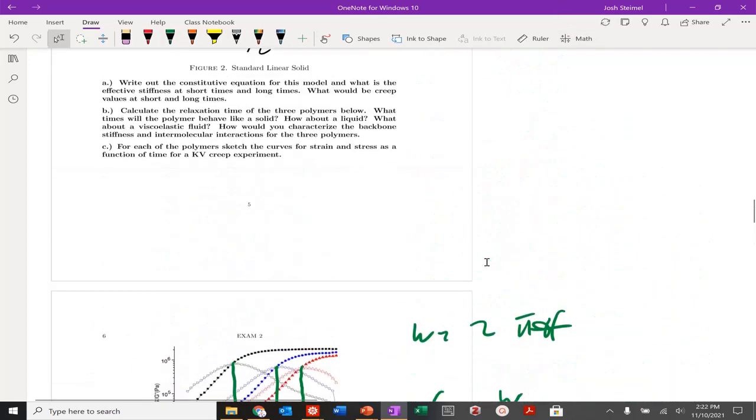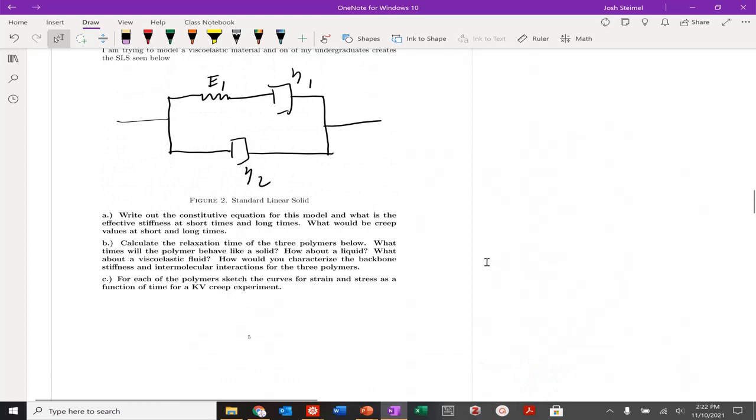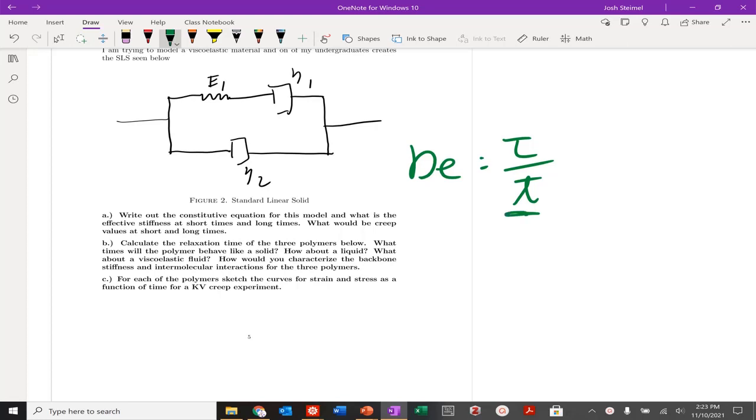Now, we're asked to say at what experimental times our polymer will behave like a solid or liquid. Well, we know that my Deborah number is equal to the relaxation time of my polymer over the experimental time. So we've said before, if I have a polymer with a very, very small relaxation time, so if my relaxation time is extremely small relative to my experimental time here, my Deborah number will be much, much less than 1.